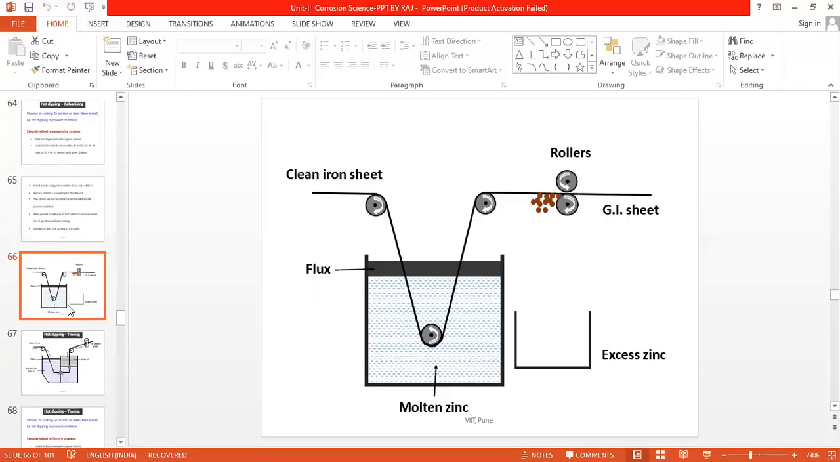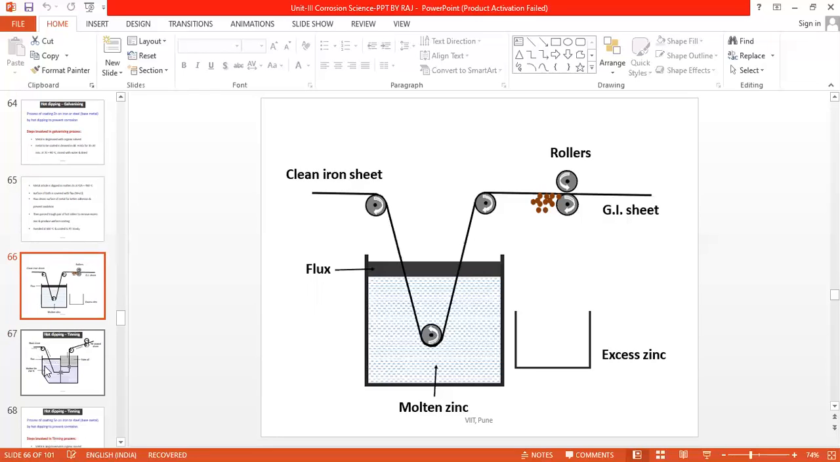But one limitation is that we cannot store foodstuff in a galvanized container, because the organic matter in the foodstuff readily combines with the zinc to produce harmful or poisonous stuff, and hence it is not desirable to use a galvanized container to store foodstuff. That is the limitation of galvanizing. But we can use the galvanizing process in trunks, water tanks, etc.